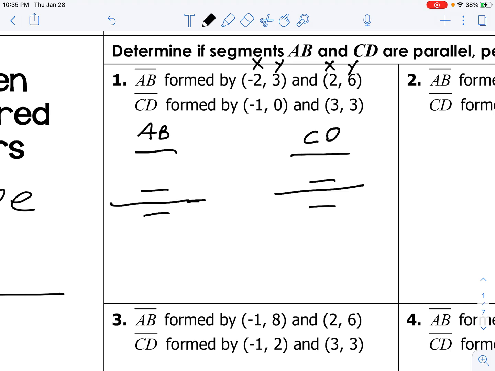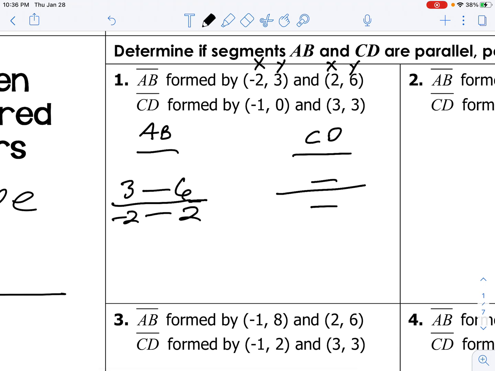If you remember from previous notes, all you have to do is drop the Y's down on top. So for the 2 ordered pairs for AB, the Y's are 3 and 6. So we're going to drop those down on top. And then for the X's, we're going to drop the X's down on bottom. So -2 and +2. Like so. Now we just do the math. 3 minus 6 is -3. -2 minus 2 is -4. Negative over negative is a positive. So 3 over 4 is our slope for AB.